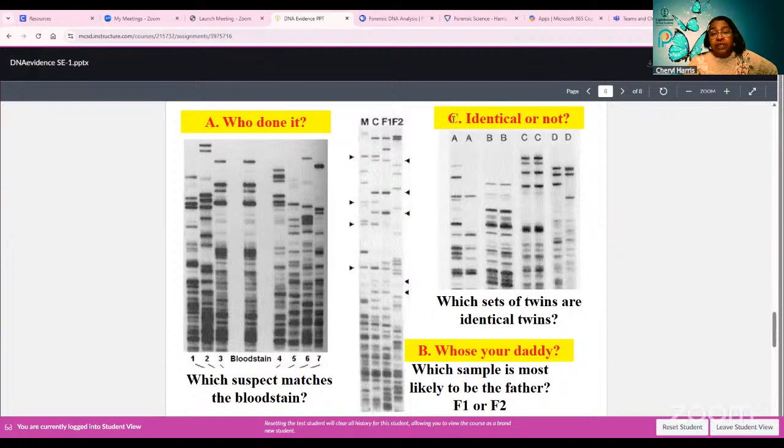All right, for C, you're going to write identical or not. And we have set to, twins can be fraternal. Twins just mean that you were born at the same time, that you don't have to be identical. So they want to know, is set A, B, C, or D? Which of these are identical twins based on the DNA pattern? So I'll give you a few minutes to look at that.